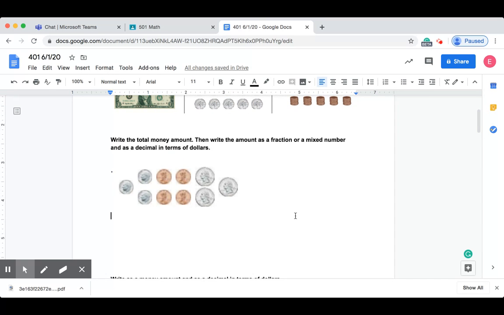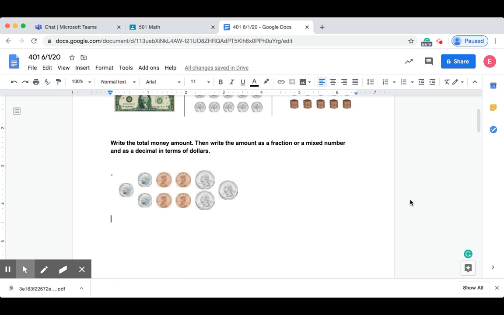Now, the first type of problem you're going to see today is going to ask you to write the total money amount, then write the amount as a fraction or a mixed number, and as a decimal in terms of dollars. So there's a few different things that we have to do there, so we're going to take it step by step. The first one says write the total money amount. So we're going to need to add up the total amount of money that we have here.